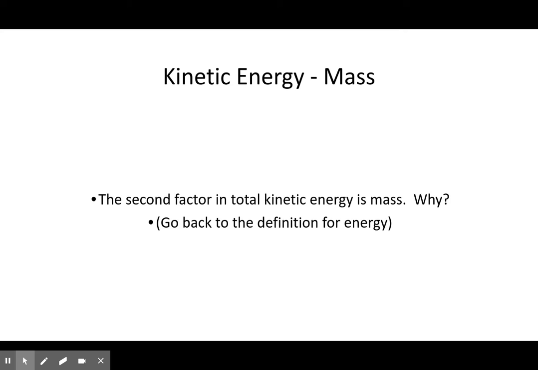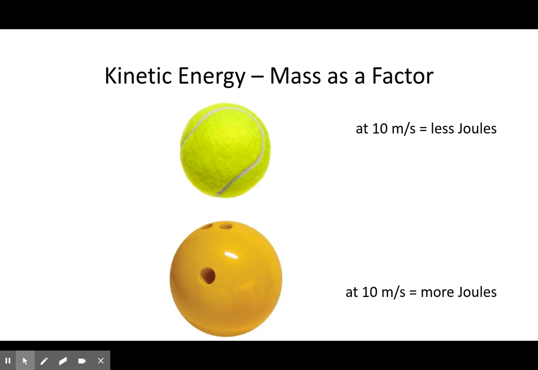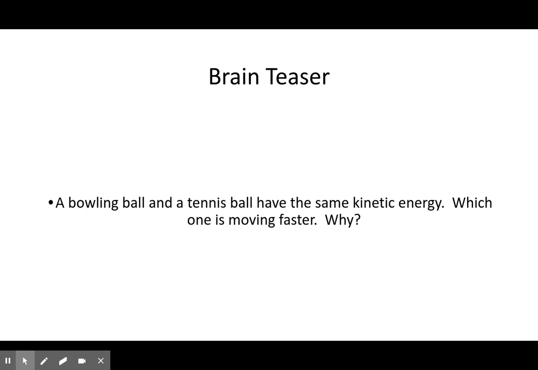If I have two objects coming at my face and one of them has more mass, it can cause more change. So a tennis ball traveling at 10 meters per second at Mr. Bogdan's beautiful face will cause some change. A bowling ball at the same speed, 10 meters per second, because of its mass, will cause more change to Mr. Bogdan's beautiful face.